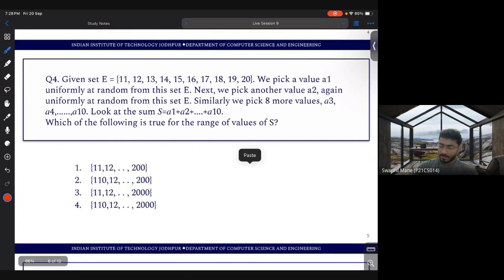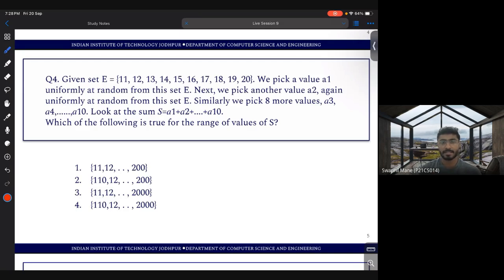In the next question, let's see, it gives us a set E. In that set E, there are numbers ranging from 11 to 20, 10 numbers in total. The question explains a task: we need to pick a value A1 uniformly at random from this set E. We have to pick one value from the set, and that value needs to be picked uniformly at random.